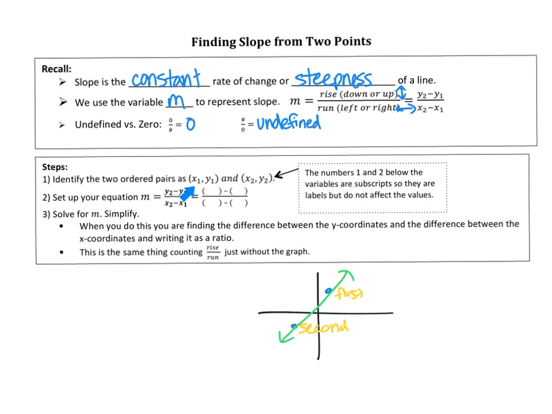They do not affect the value of the numbers, and they should be written to the bottom right of the x and the y. Then we'll set up our equation using this skeleton. The parentheses will help us to make sure that we remember to find the difference with subtraction and that we don't mix up our signs. Then we'll solve for m, the slope. When we do this, we're really finding the difference between the y coordinates over the difference between the x coordinates and setting it as a ratio. This is the same thing as rise over run, just without a graph.